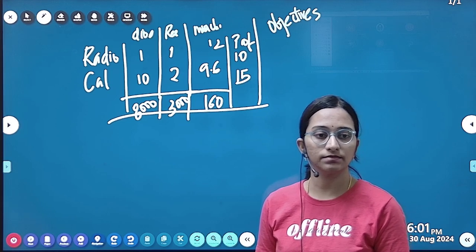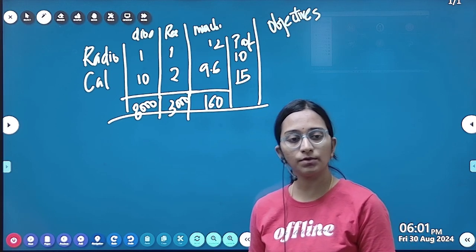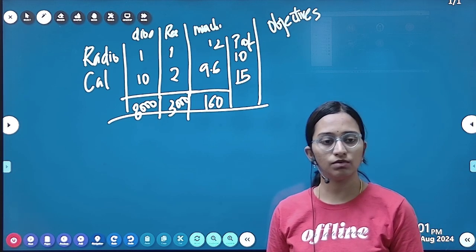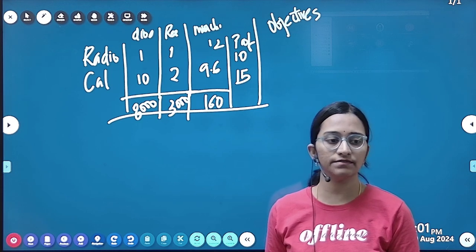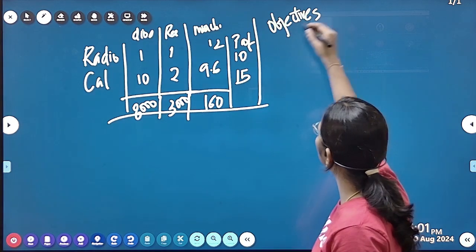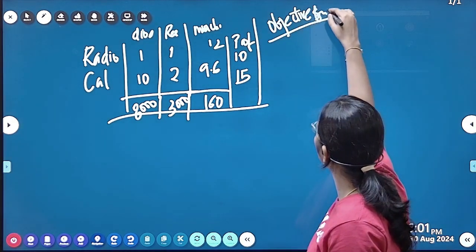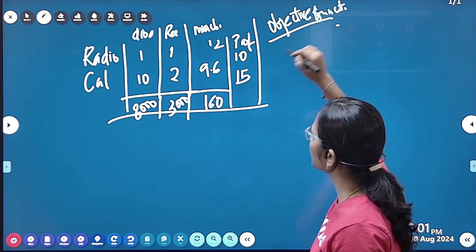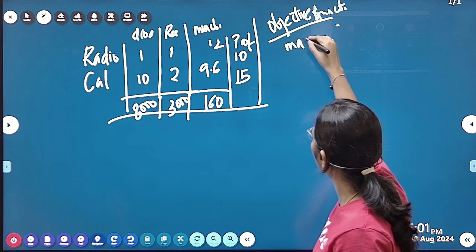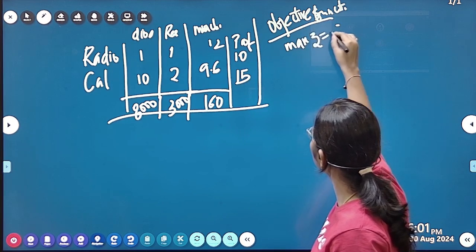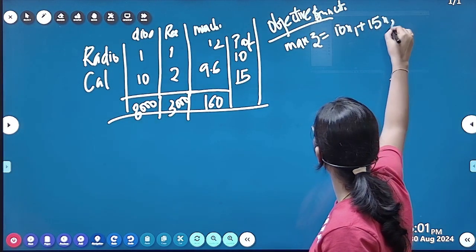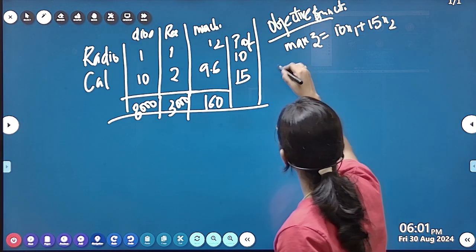Graphical method. Till now we have been solving problems in the graphical method, but we were not actually solving, only formulating. Now in this question we are going to solve it. Tell me, what is the objective function? Profit should always be maximized. So Z is equal to 10x1 plus 15x2. Next, subject to constraints.